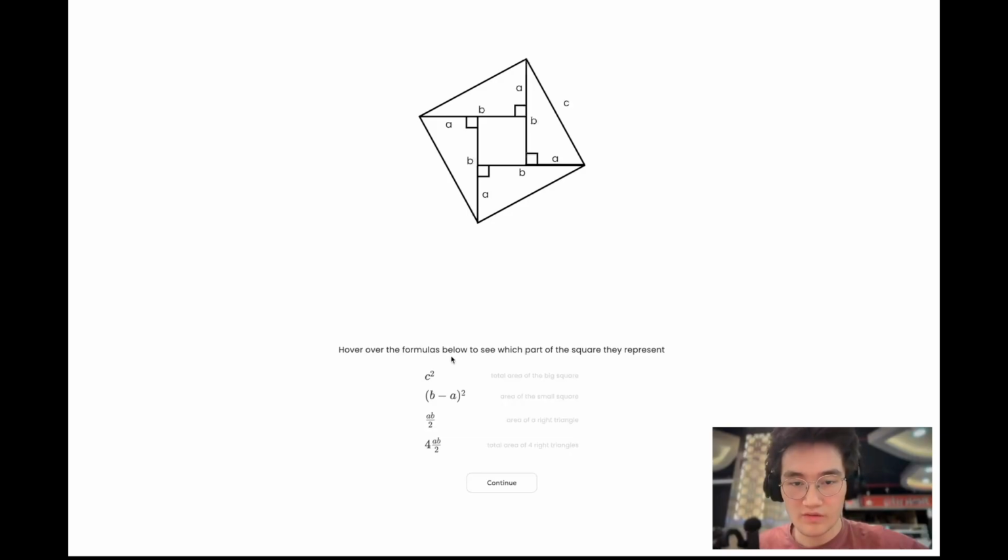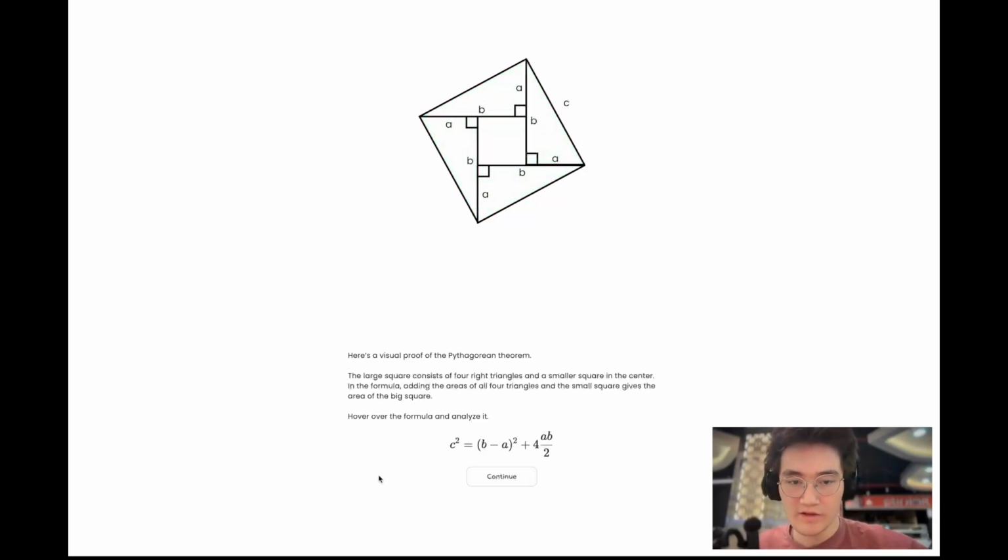Okay, hover over the formula below to see which part of the square it represents. So total area of the big square. Okay. Area of the small square. Okay. That's also understandable. We have here B the whole side and here is A. So this side must be equal to B minus A. Okay. AB over 2 is the area of a right triangle. Okay, and the total area of four right triangles is 4 multiplied by AB over 2.